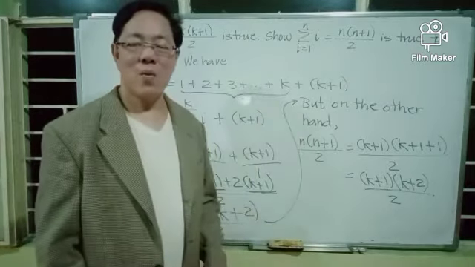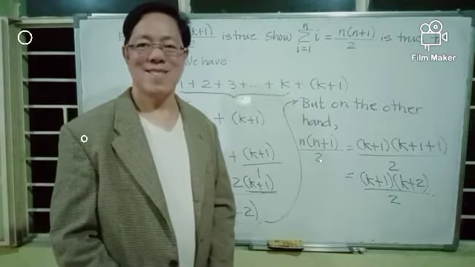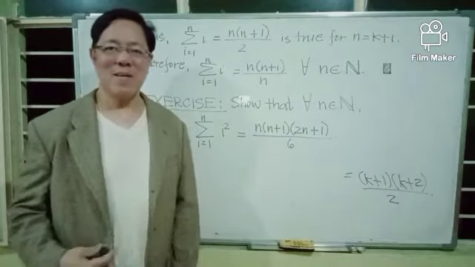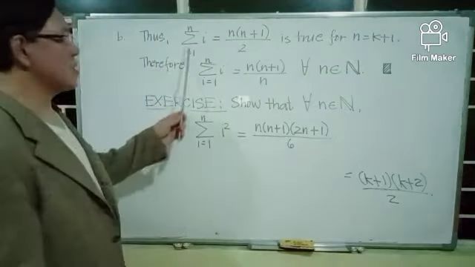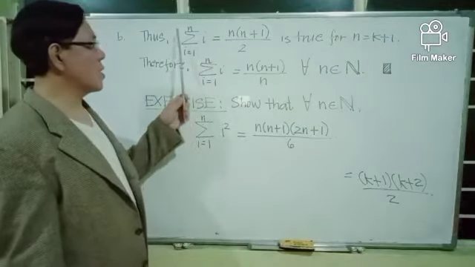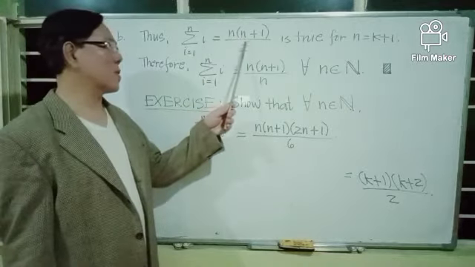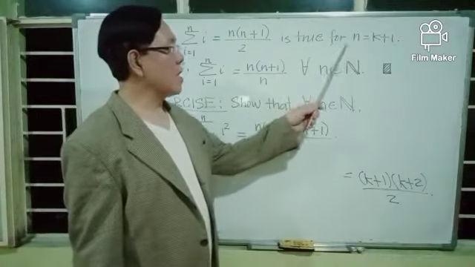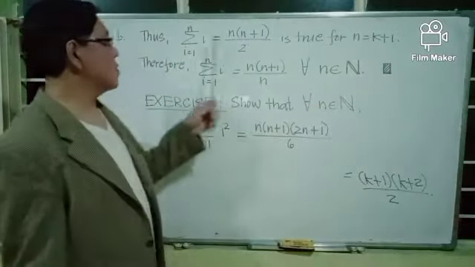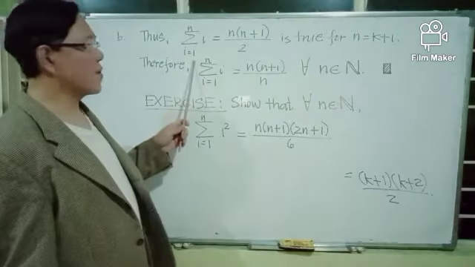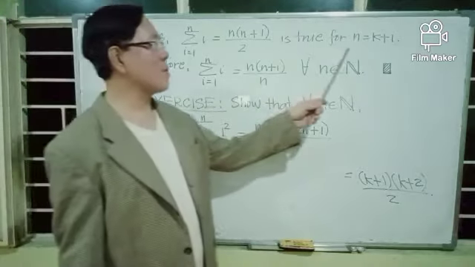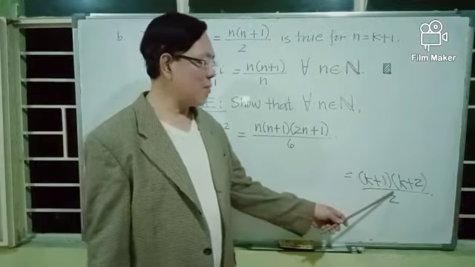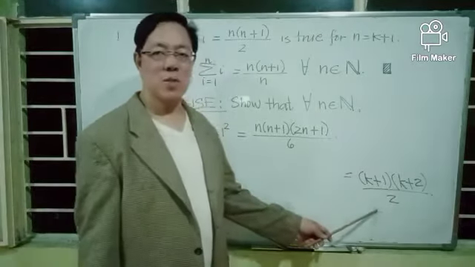n. And we write now the conclusion. Thus, in the second part of the proof by mathematical induction, we have shown that the summation of i, where i is 1 to n, is equal to n times quantity n plus 1 divided by 2 is true for n equals k plus 1. Because we have shown that the summation for i is 1 to n and n equals k plus 1 has a value of quantity k plus 1 multiplied by quantity k plus 2 all over 2.